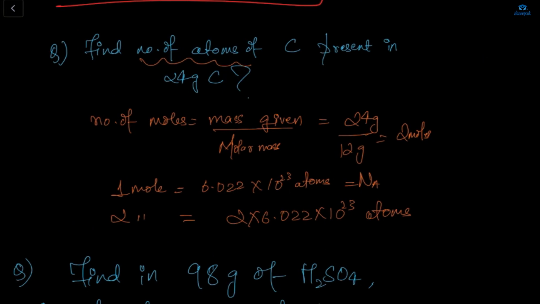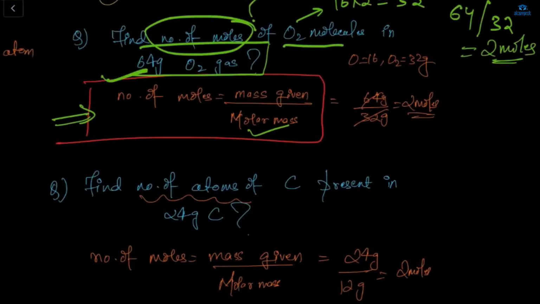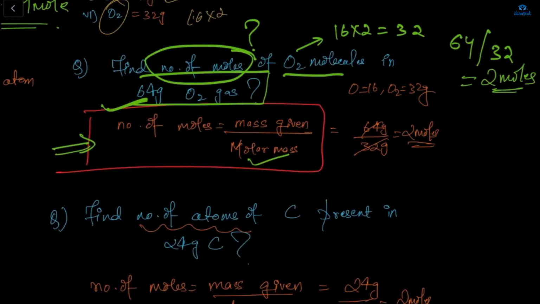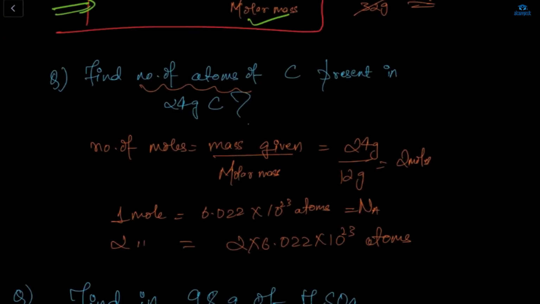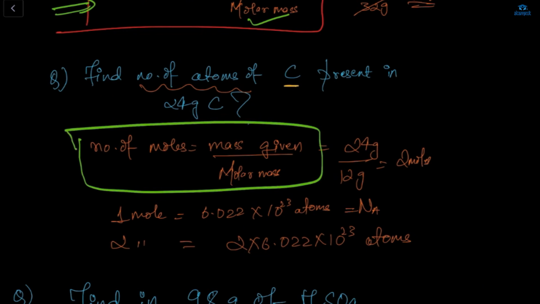Next is find the number of atoms. So far we have discussed the number of moles. Now we will discuss the number of atoms of carbon present in 24 gram of carbon. Here also we will apply the same formula: number of moles is equal to mass given upon molar mass. The mass given is 24 upon the molar mass of carbon, which is 12. So it will be 2 moles.